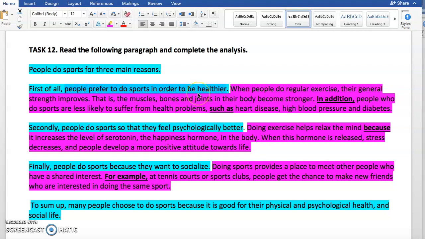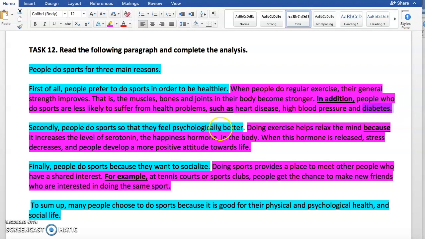And let's have a look at some linkers that the writer made use of. Here we see in addition at the beginning of a sentence. What were the other linkers that we can use instead of in addition? Moreover, furthermore, besides, also, right? And then the writer used such as here with a comma before it to give examples. And as you see, the writer listed the examples like that, and it's not in a full sentence form.